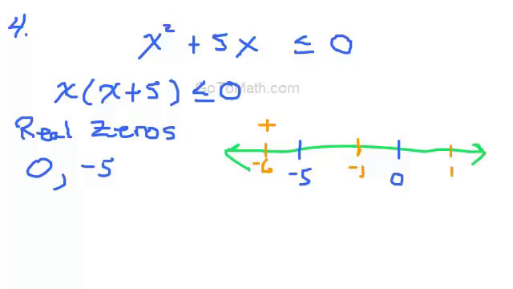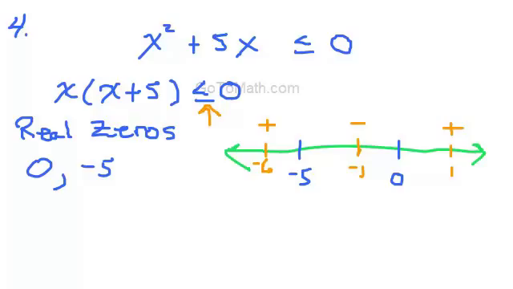And let's take a look at negative 1. So this is going to be negative 1 times negative 1 plus 5, which is 4, and a negative times a positive is negative. See that? And then let's go with 1. So that's obviously going to be 1 times 6, so a positive times a positive is a positive. Now looking at this inequality here, this number must be less than or equal to 0.